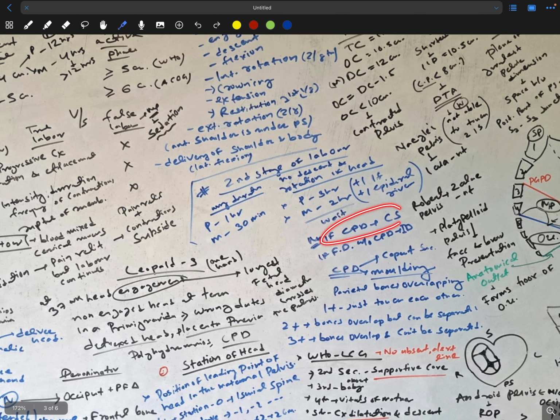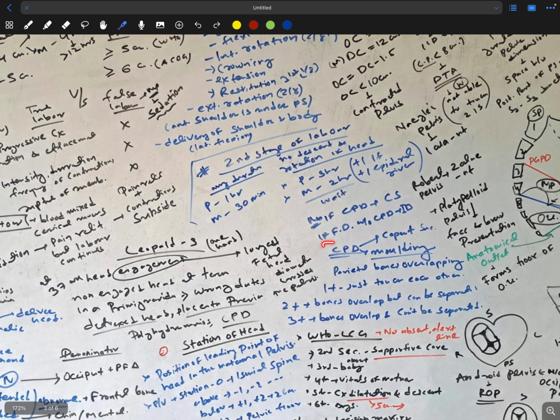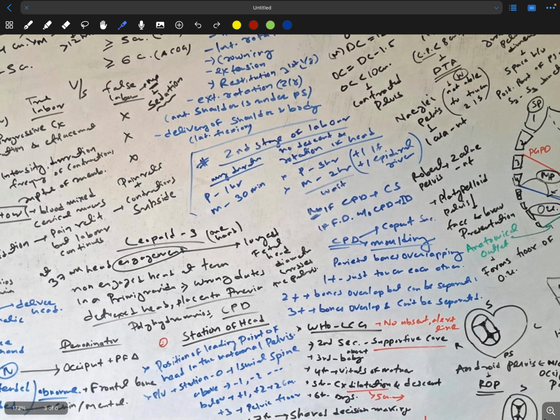So CPD means cephalopelvic dysproportion. It happens when the head of the baby and the pelvis of the mother are not compatible with each other's size, so the head gets stuck in between. That is called cephalopelvic dysproportion. The management of CPD is always cesarean section. If fetal death occurs in CPD, we can do instrumental delivery.